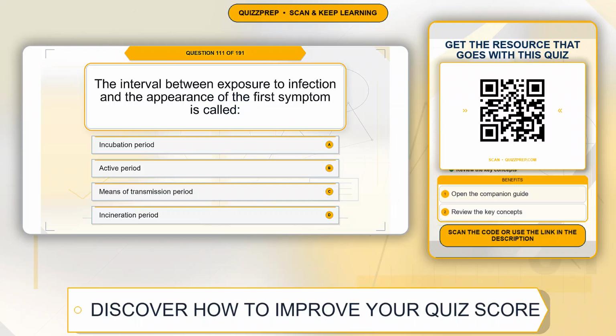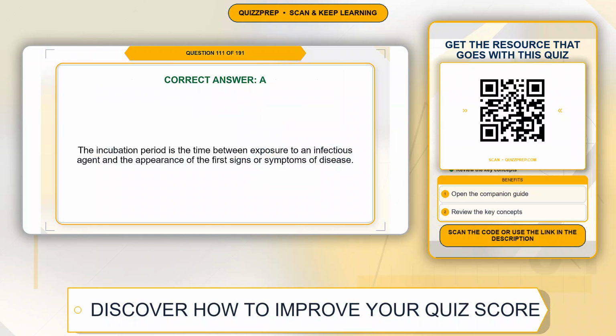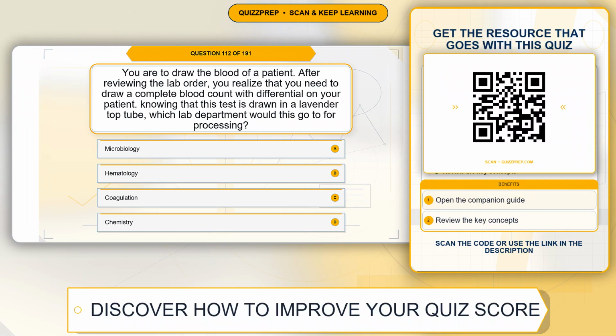Question 111. The interval between exposure to infection and the appearance of the first symptom is called: Option A, incubation period. Option B, active period. Option C, means of transmission period. Option D, incineration period. The correct answer is option A, incubation period. Explanation. The incubation period is the time between exposure to an infectious agent and the appearance of the first signs or symptoms of disease.